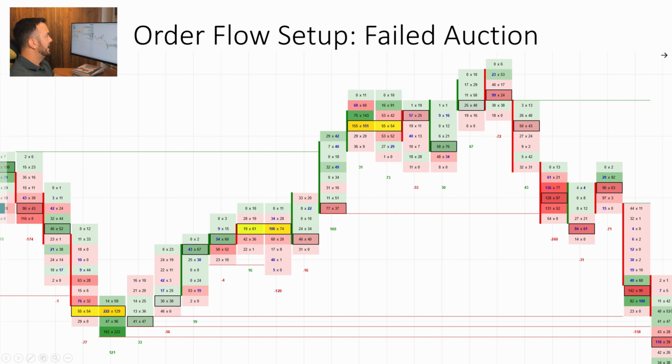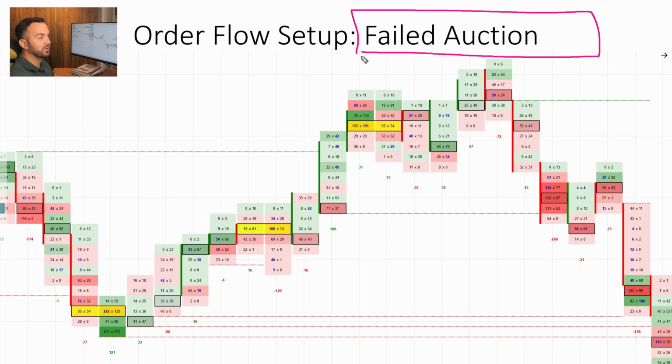All right. Another concept I like to share with you is the failed auction, or could also be called the unfinished business. As I was saying at the beginning, my software draws the failed auction lines automatically, like this red line, and this red line.